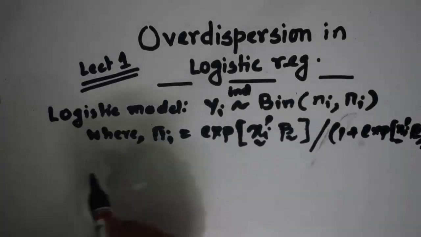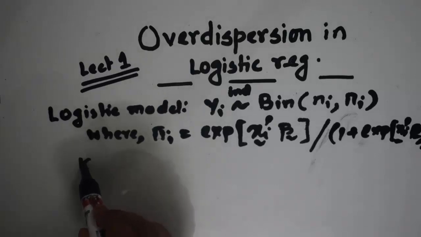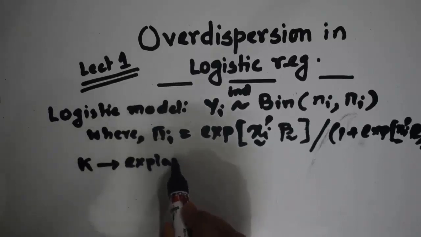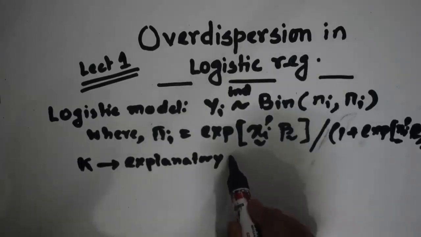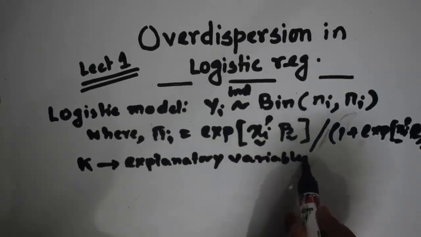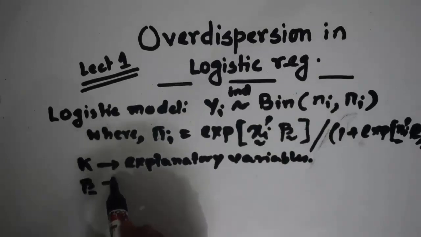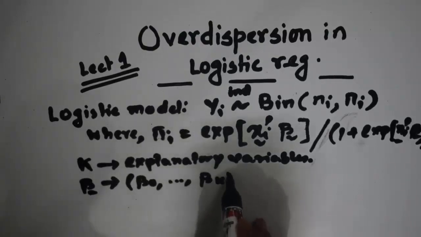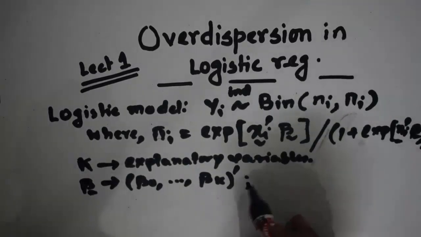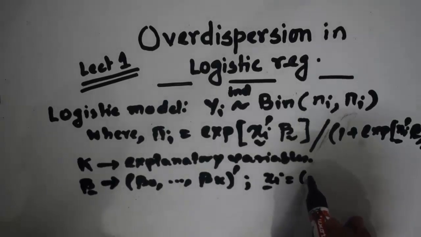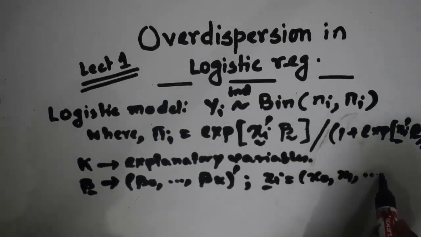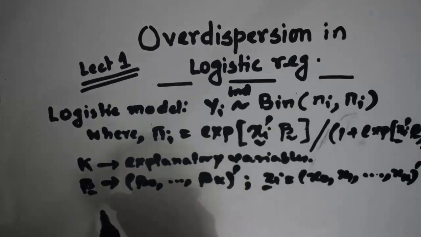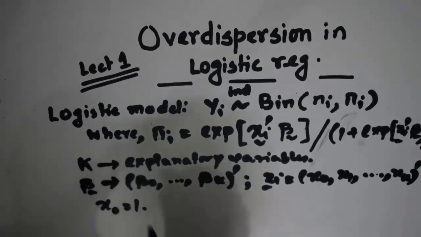where we consider k explanatory variables, and beta curl equal to beta naught to beta k, and xi curl equal to x naught, x1, to xk prime, with x naught equal to 1.